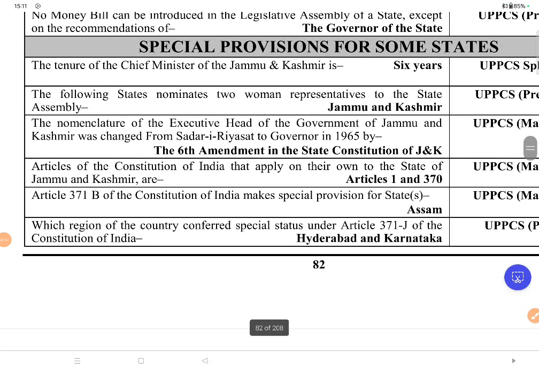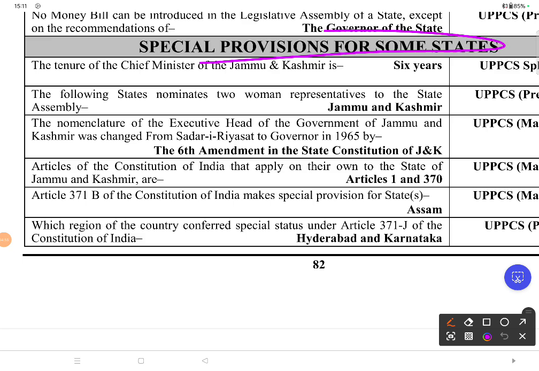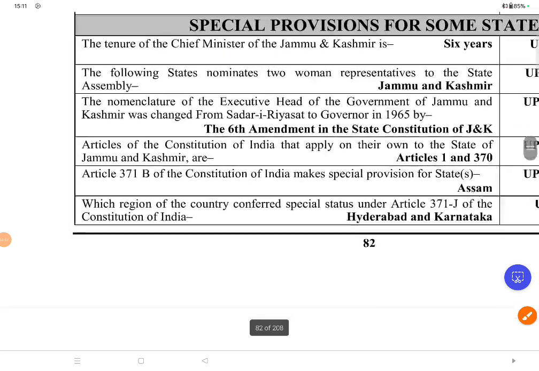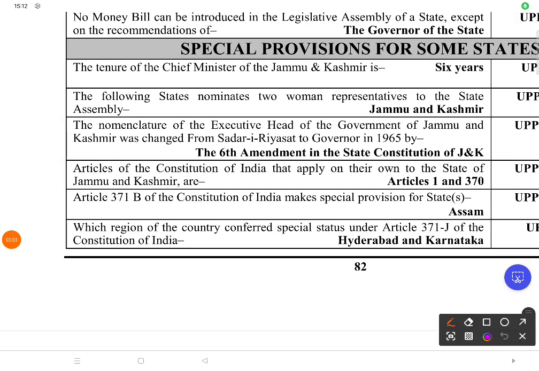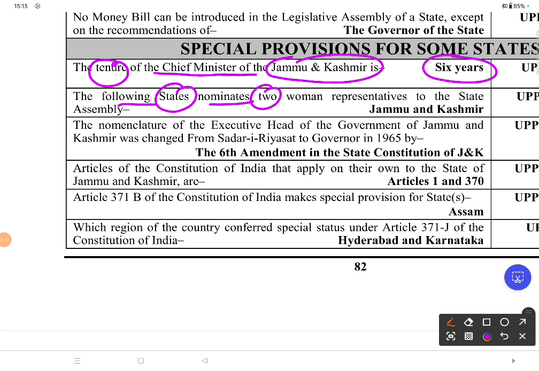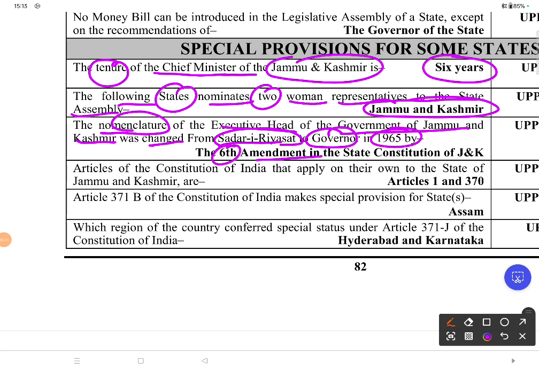Move on to the next chapter, that is special provisions for some states. The tenure of the Chief Minister of Jammu Kashmir is 6 years. Jammu Kashmir nominates 2 women representatives to the State Assembly. The nomenclature of the executive head of the government of Jammu and Kashmir was changed from Sadar-i-Riyasat to Governor in 1965 by the 6th Amendment in the State Constitution of Jammu Kashmir.